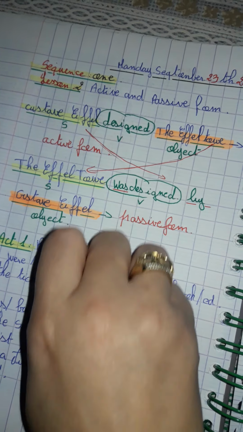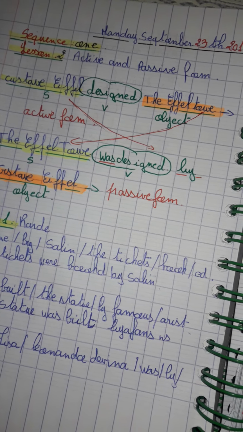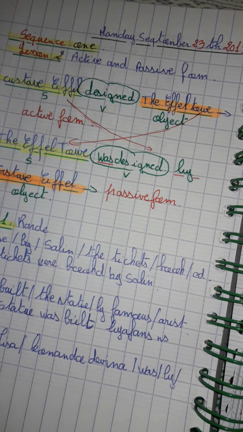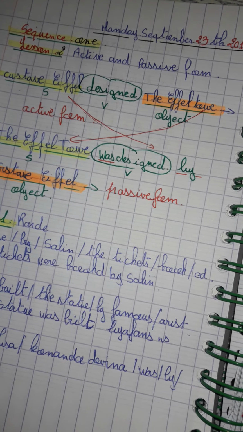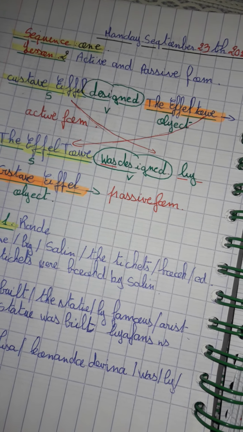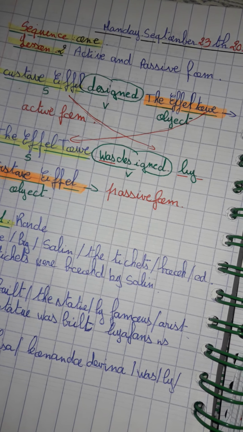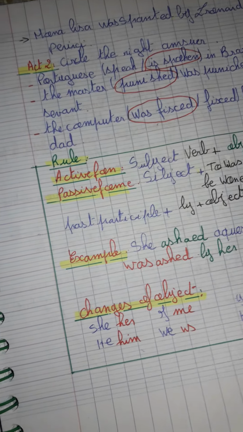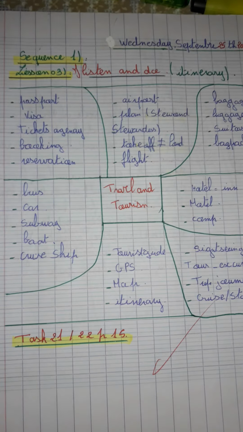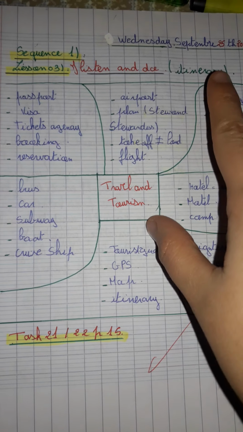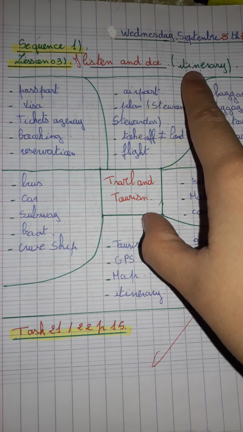So I write sequence 1, same thing. Listen to active and passive voice. In a grammar lesson, I avoid writing the skill. I don't write grammar. I just write the title of the lesson. So this is the lesson of active and passive voice. After that, I moved to I listen and do itinerary. So I write the skill and the topic of the listening.